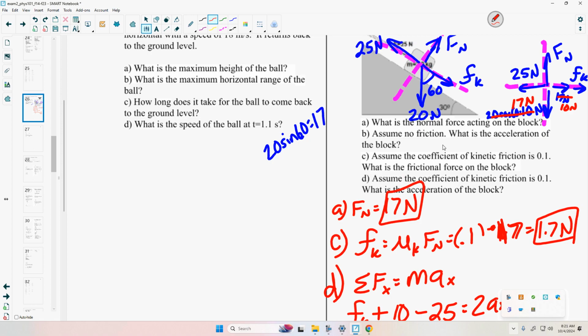So you said subtract 25 because it's on the negative x side? Right. Okay. Yeah, so be careful. Even though this points up the inclined plane, it is in the negative x direction. Okay? All right.